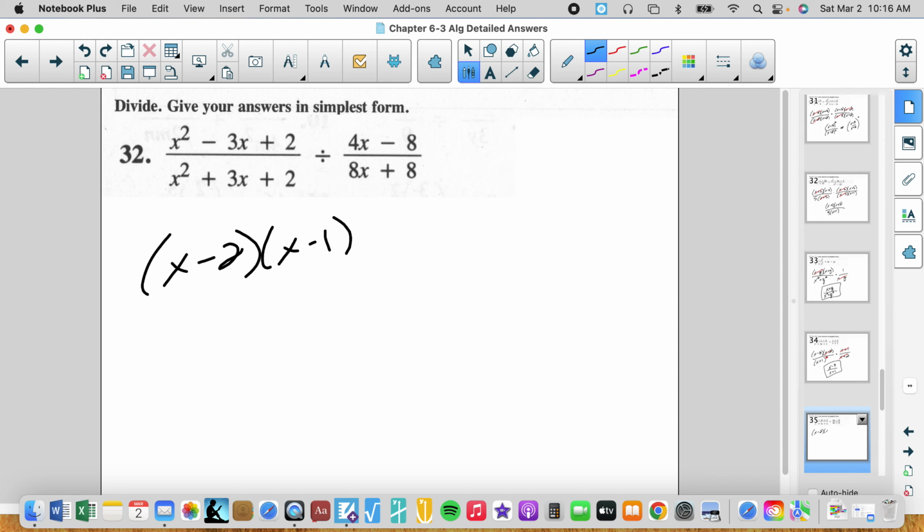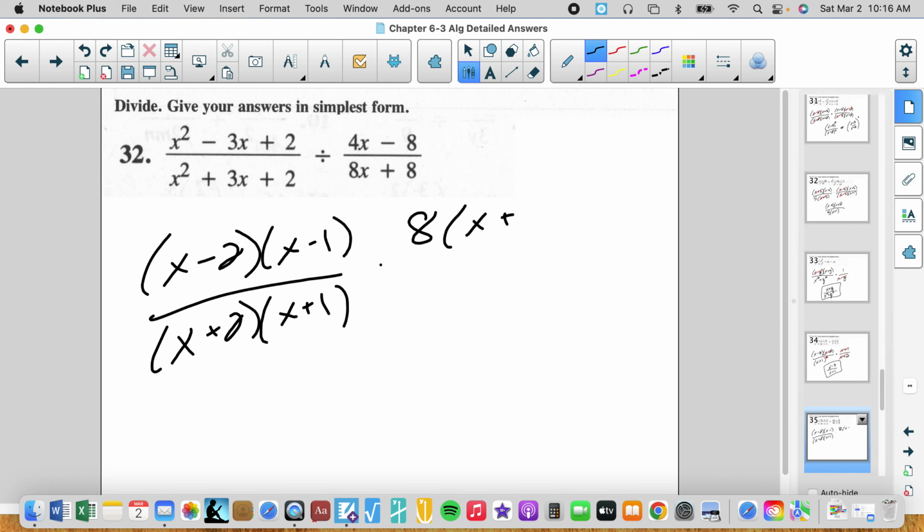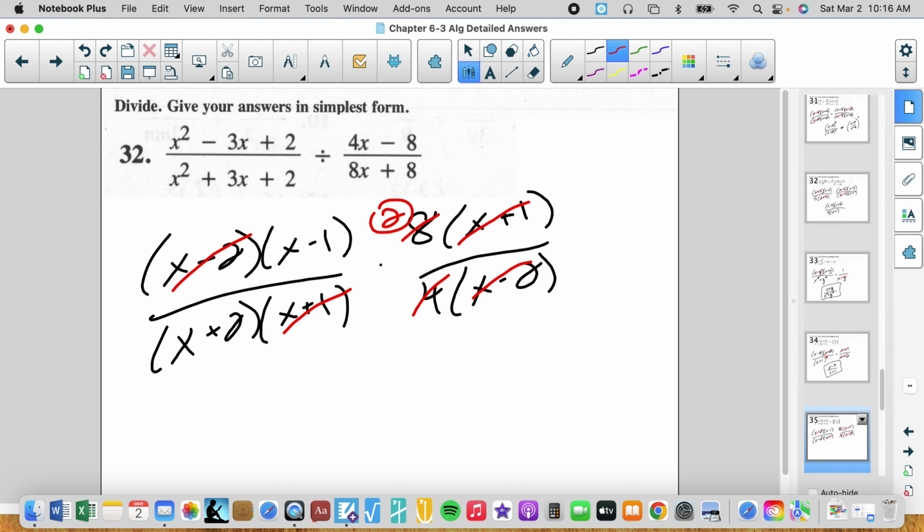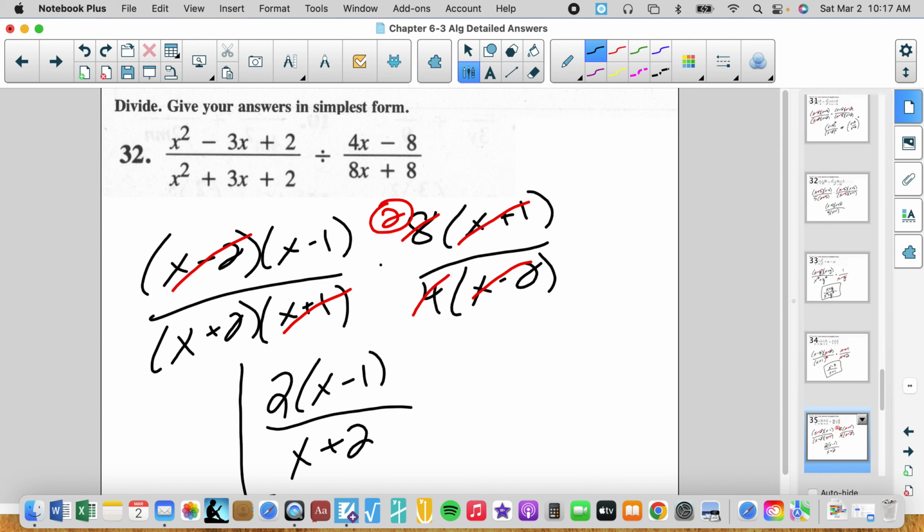Minus 2, minus 1, because the signs are the same and they're both negative. Signs are the same, both are positive, so it's just the same, with both signs positive. We're going to factor out an 8. We're going to factor out a 4. And that cancels. That cancels. The 4 cancels with the 8. And that's it. 2 times the quantity x minus 1 over x plus 2.